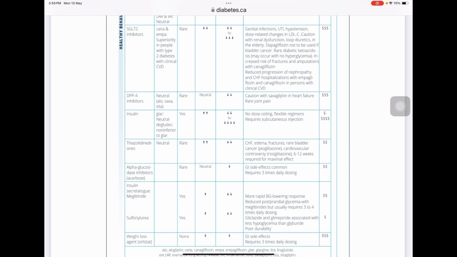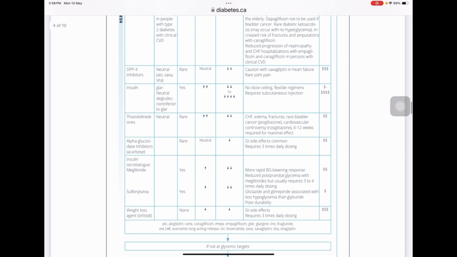Gliclazide and glimepiride are associated with less hypoglycemia than glyburide, poor durability. Patients I have seen may have hypoglycemia with the sulfonylureas because they cause secretion of insulin. Gliclazide and glimepiride are associated with less hypoglycemia than glyburide. Glyburide is one of the secretagogue sulfonylureas that causes hypoglycemia. Meglitinide also lowers the blood glucose but requires multiple dosing, right? Even with alpha glucosidase inhibitors, they require 3 times daily dosing.